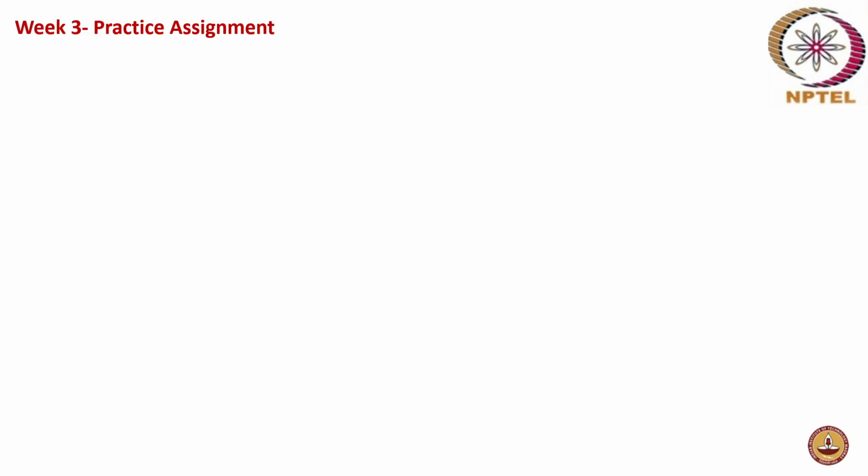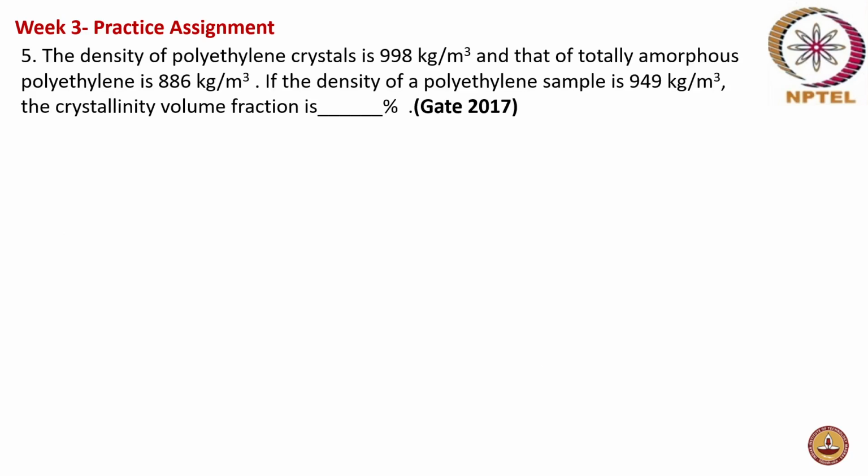Okay, now let's proceed. Next question. The density of polyethylene crystals is 998 kilogram per meter cube, and that of totally amorphous polyethylene is 886 kilogram per meter cube. If the density of polyethylene sample is 949 kilogram per meter cube, the crystallinity volume fraction is dash. So how do you find this? This is again a GATE 2017 question.